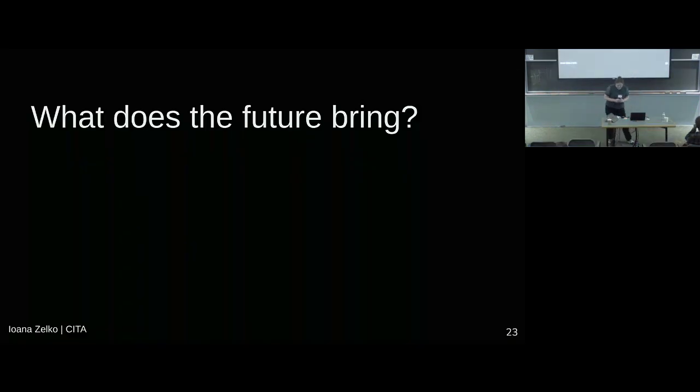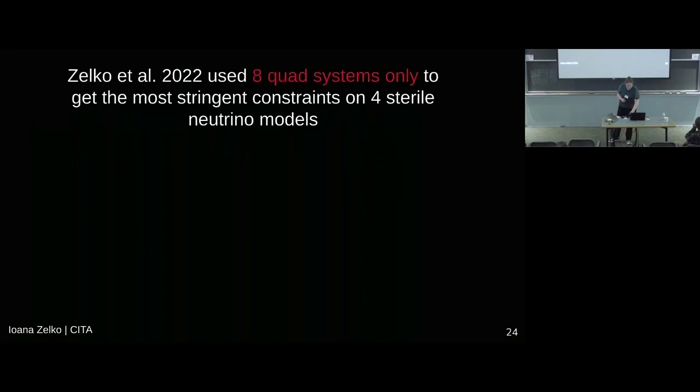So the other part I want to talk to you about is what about the future? So this work I just showed actually used only 8 quad systems to get, at the time, what were the most stringent constraints on warm dark matter models.